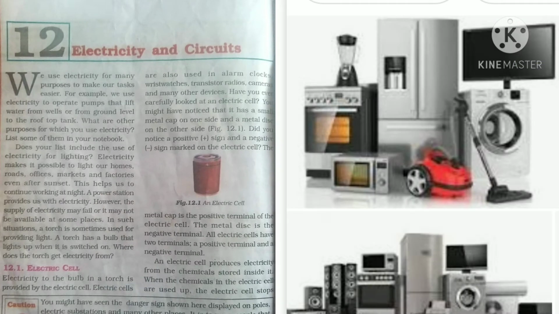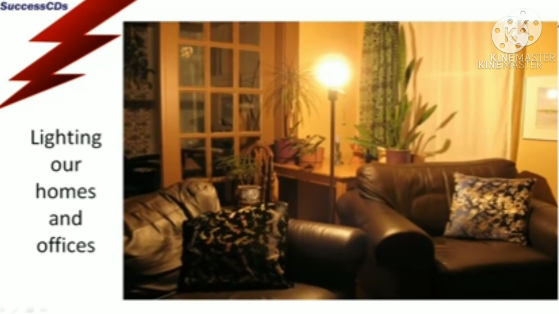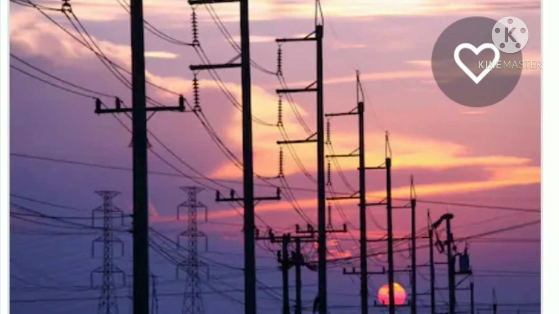So children, we use electricity for many purposes to make our task easier. For example, we use electricity to operate pumps that lift water from wells or from ground level to the rooftop tank. Electricity makes it possible to light our homes, roads, offices, markets, and factories. Even after sunset, this helps us to continue working at night. Our power stations provide us with electricity.